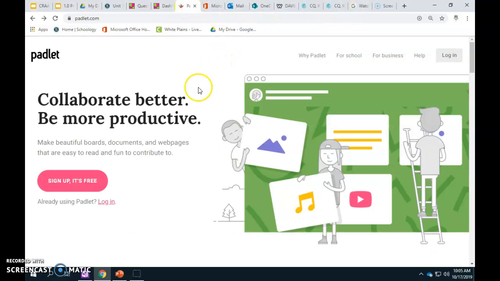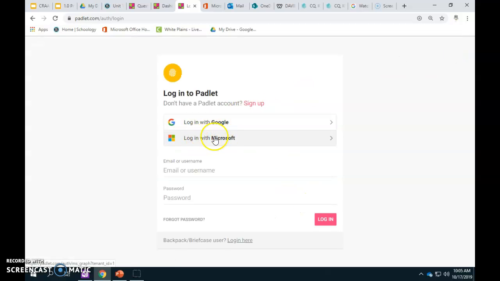So this is how you do the question quickfire activity and then how you do the questioning your questions activity. So you're going to go to padlet.com and you're going to log in and you're going to click login with Microsoft and type in your school accounts.